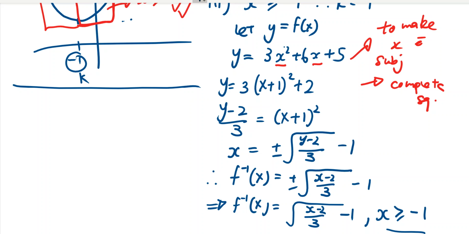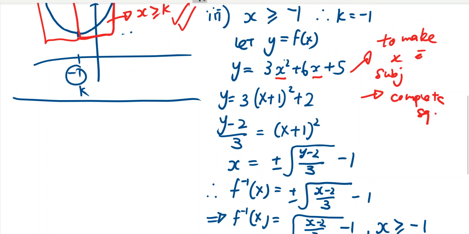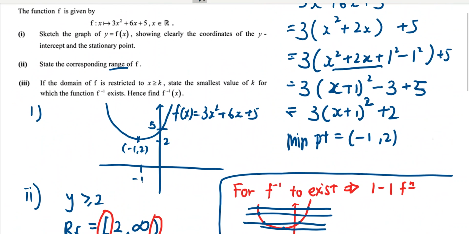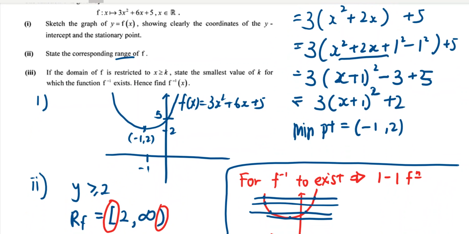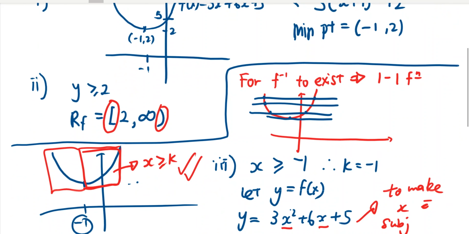So this is the most important example about functions you have to know. Number 1, use complete the square to draw the graph. After you draw the graph, you must know that they will always be asking for the greatest value of k for this domain to exist, if we either take the left side or the right side.